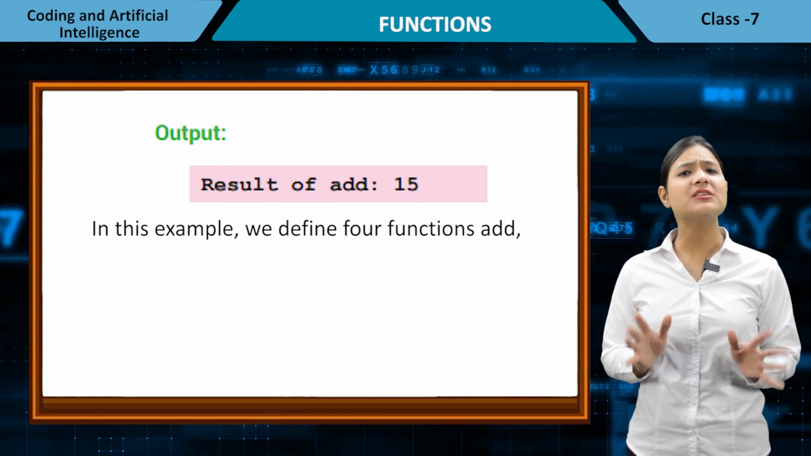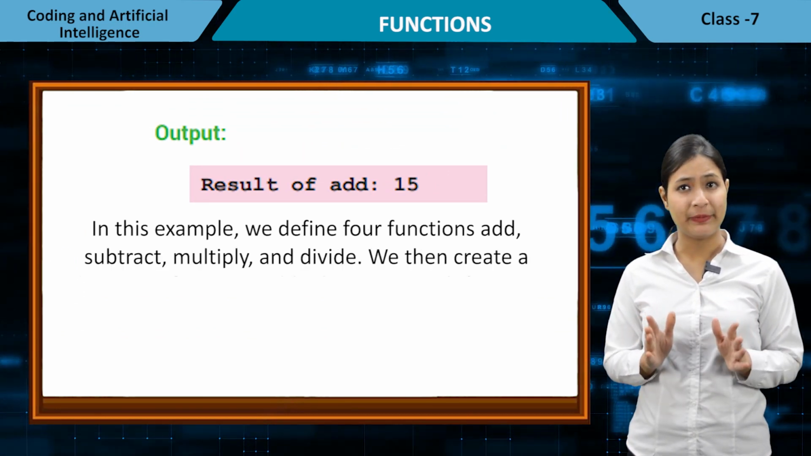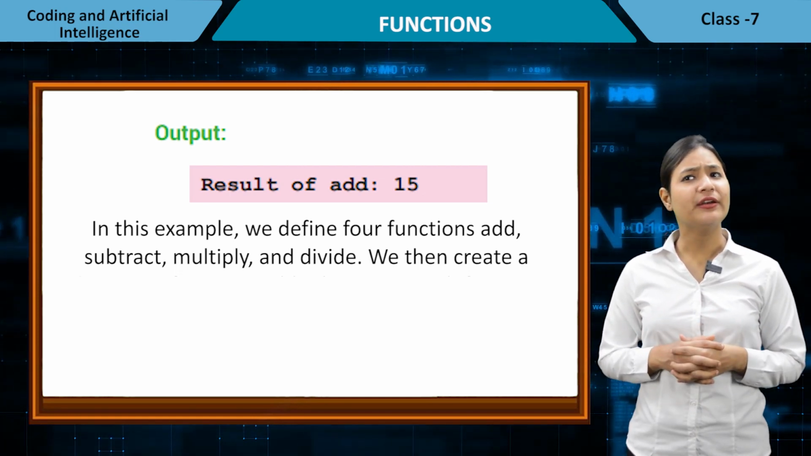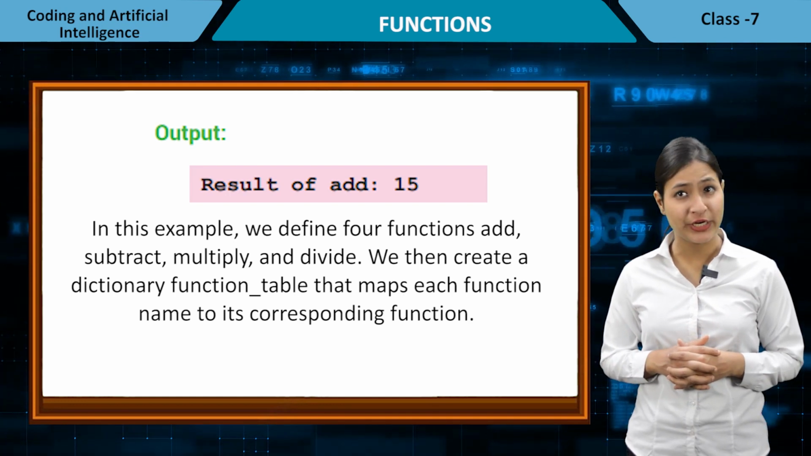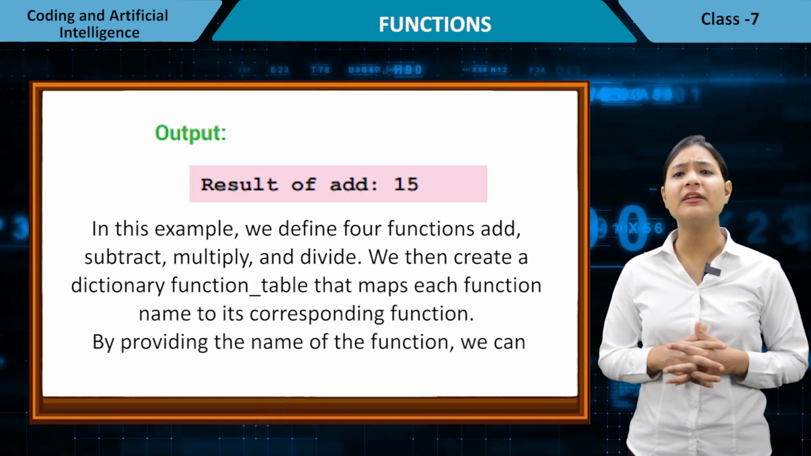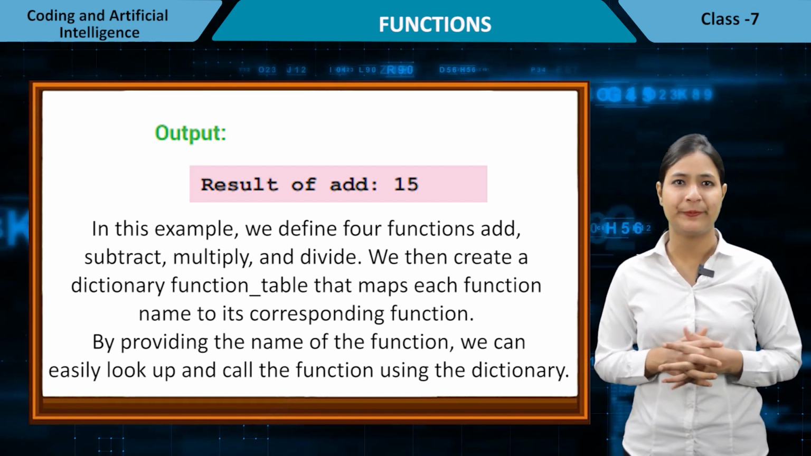Output. In this example, we define 4 functions: add, subtract, multiply, and divide. We then create a dictionary function table that maps each function name to its corresponding function. By providing the name of the function, we can easily look up and call the function using the dictionary.